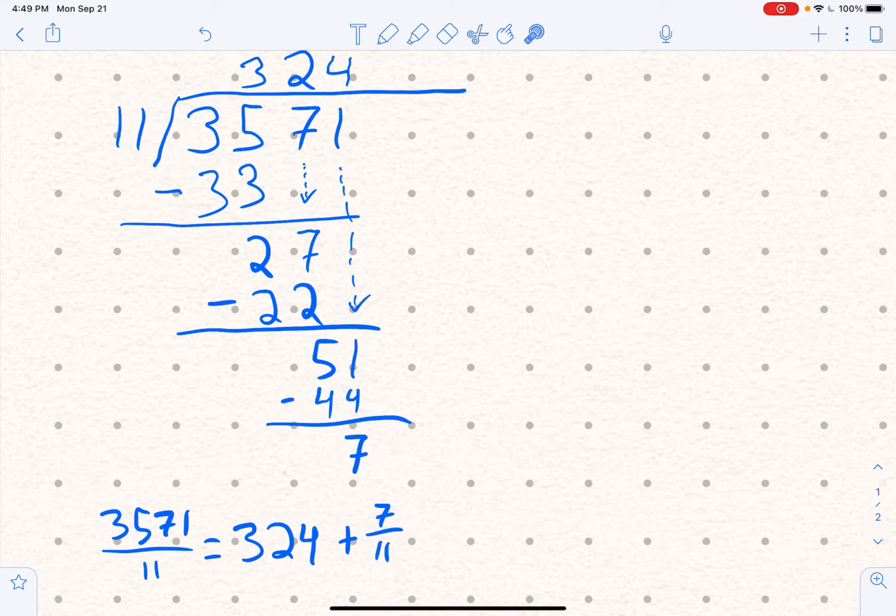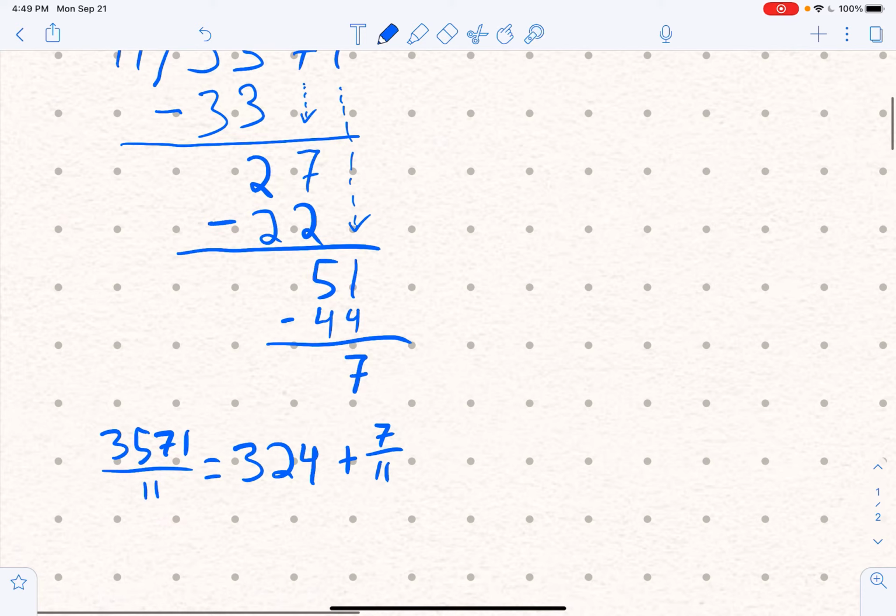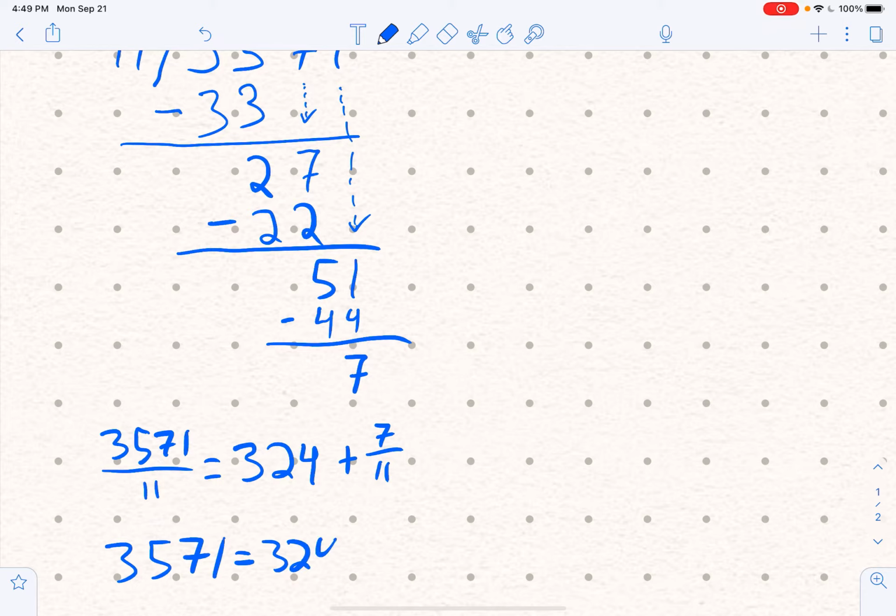There's another way to express this, which is instead of thinking of this division as a way of rewriting this fraction, we can think of the division as a way of rewriting just that number that's on the top, the 3571. So when we divide 3571 by 11, we get that 3571 is equal to 324 times 11, that's how many 11s, plus another 7.